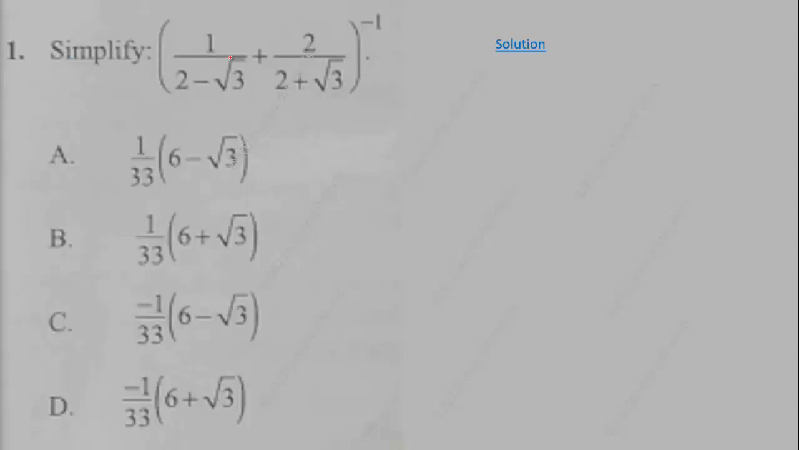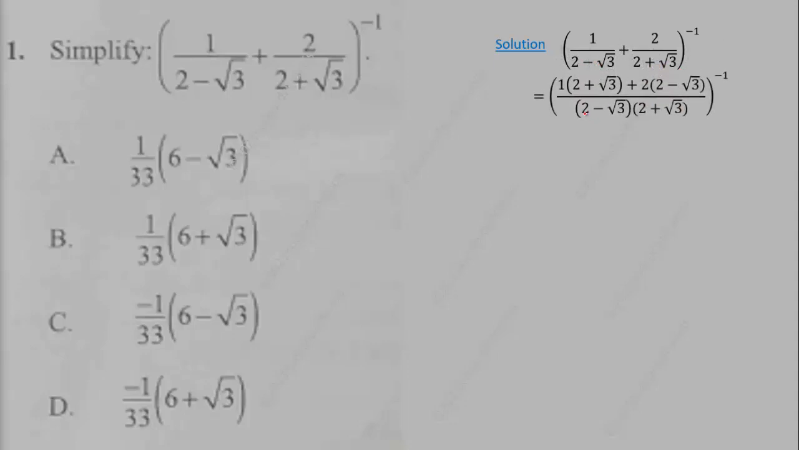We are to simplify 1 over 2 minus root 3 plus 2 over 2 plus root 3. So here is the question given to us. We need to find the LCM for this, which is the product of the denominators. So this goes here. We are left with 2 plus root 3. We need to multiply the numerator here.